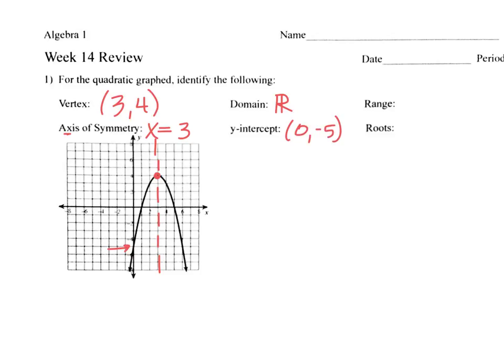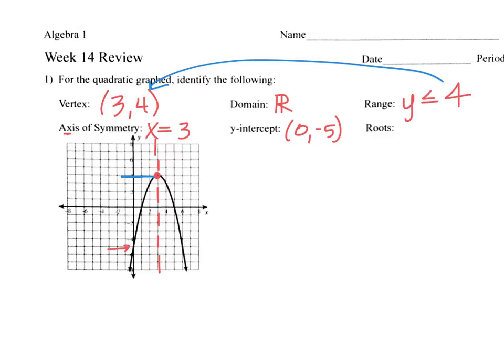Range, that's going to be our y values. So this is y. Because it's opening down, we're going to say less than or equal to, and our value is 4. You can either see that as the maximum value here is 4, or you can look at the y part of the vertex and use it from that point.